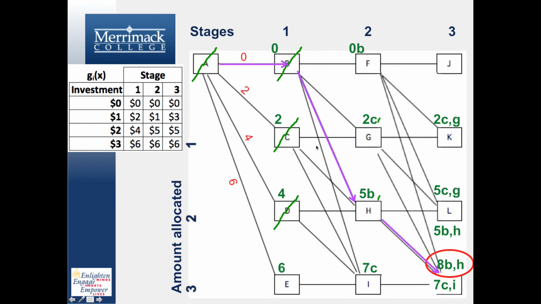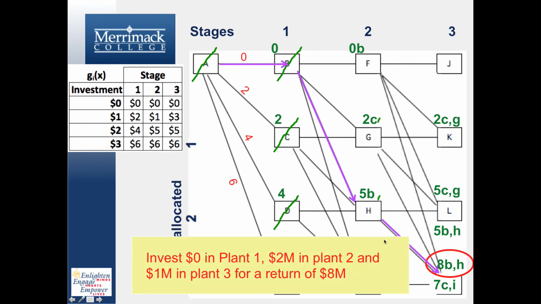So the best path is this one. This is an optimal path through that tree. So what this says is the best investment strategy would be not to use plant 1 at all, to invest $2 million in plant 2 and $1 million in plant 3, and that would give me a return on my investment of $8 million.